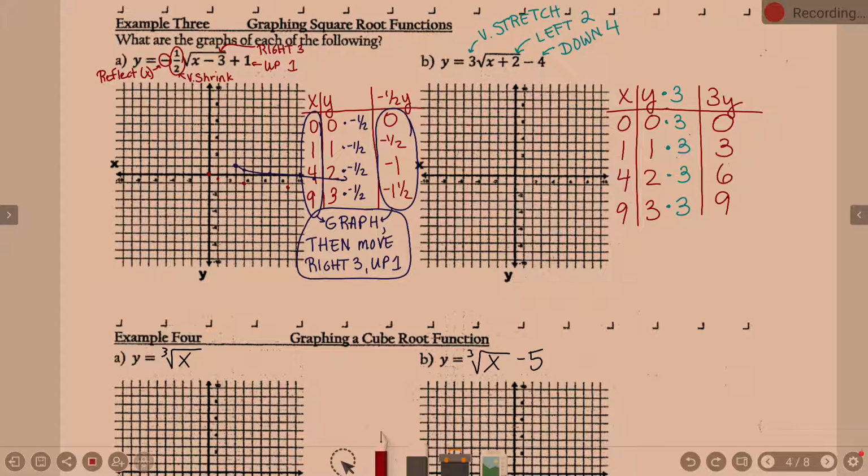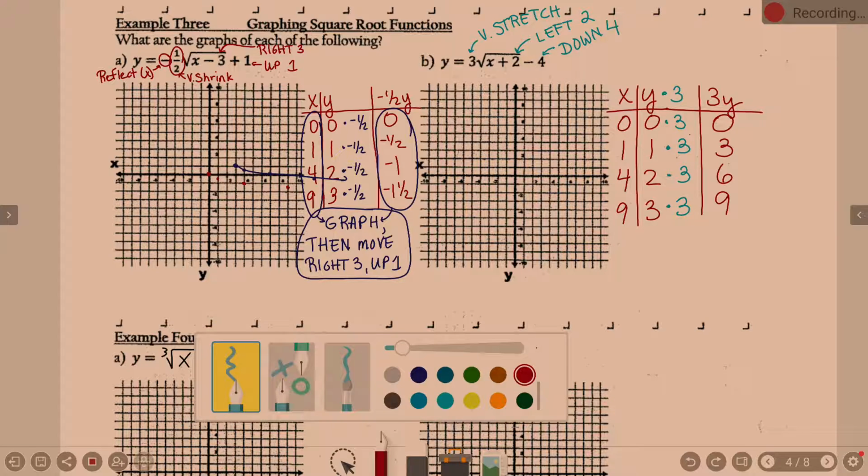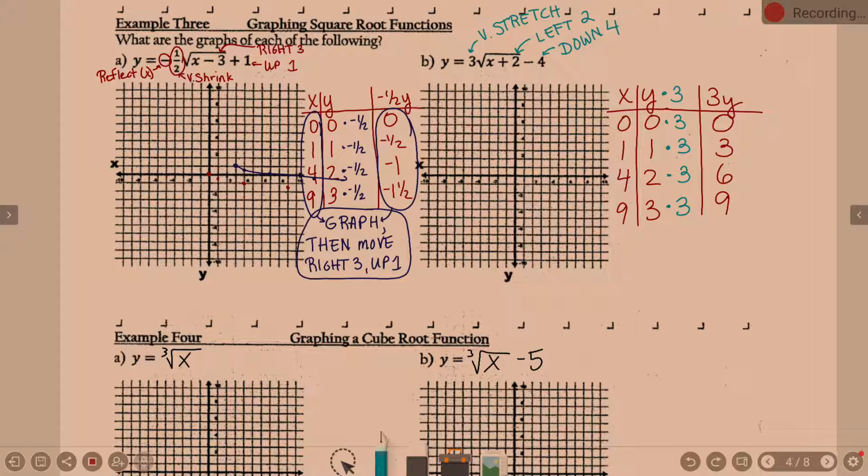Now, when we go to graph this stretch of 3, remember we're going to use our original x values that we did not change, and we're going to use our new y values. So instead of using 0, 0, 1, 1, 4, 2, and 9, 3, we're going to use 0, 0, 1, 3, 4, 6, and 9, 9. So we're going to take those x and y values and we're going to graph them.